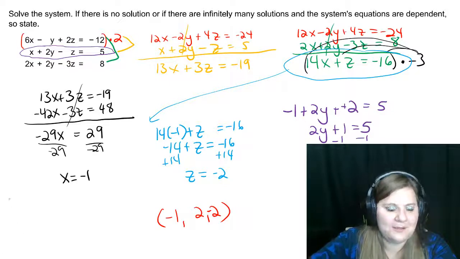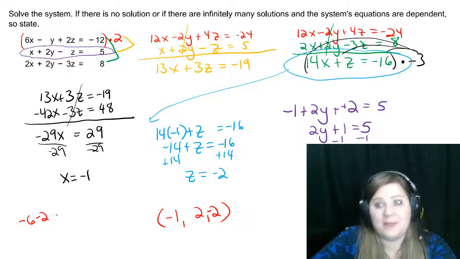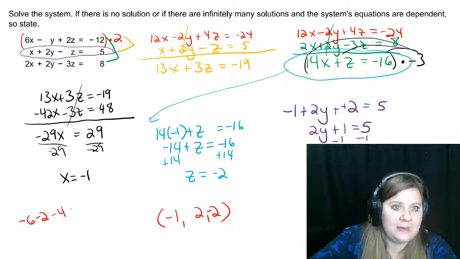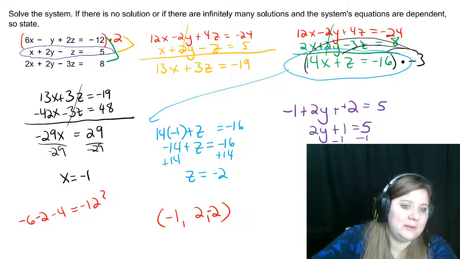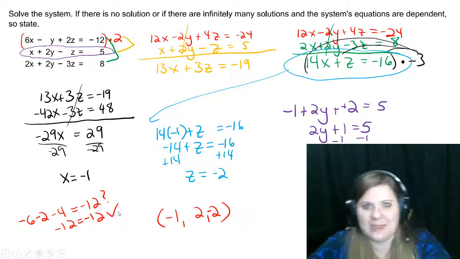Okay. So I'm trying this again. I plug negative 1 in, I get negative 6. I plug in 2, I get minus 2. I plug in negative 2, I get minus 4. And I want to know, does that equal negative 12? It does come out to be negative 12. So now I know that I have it correct.